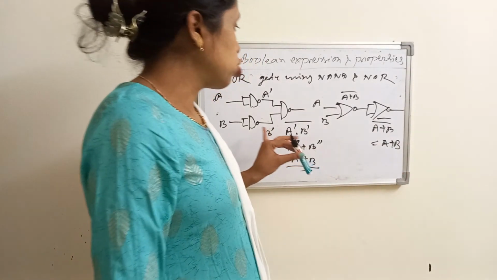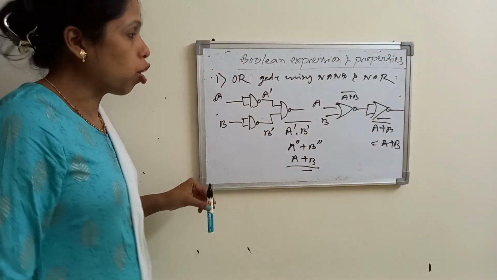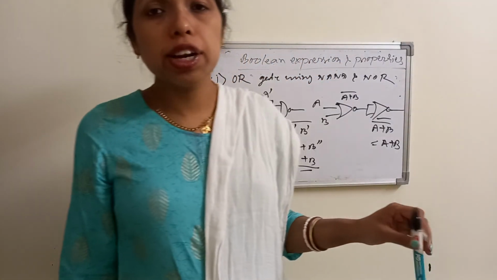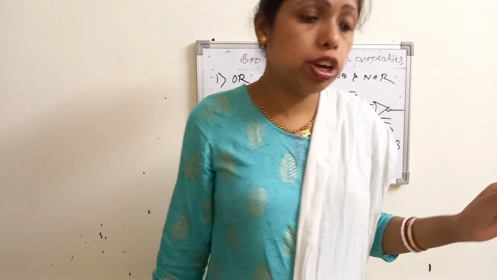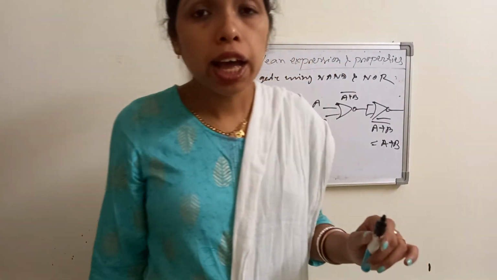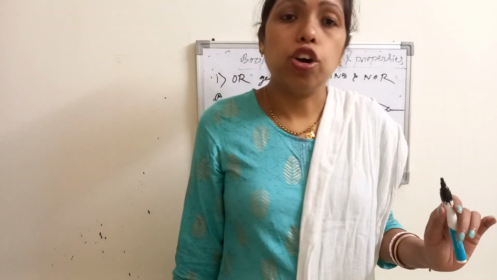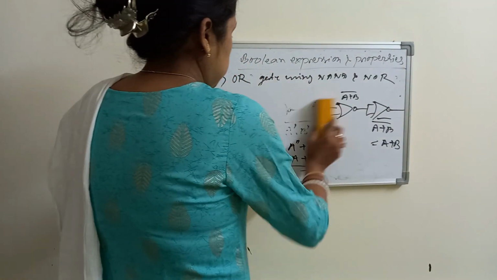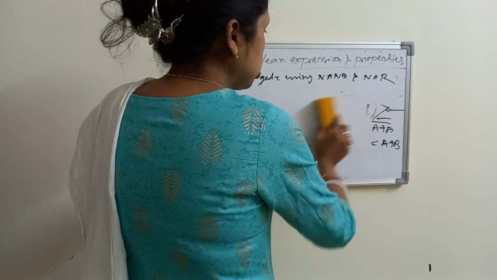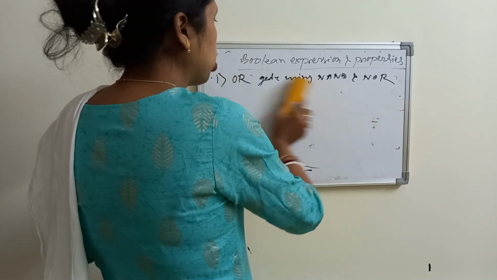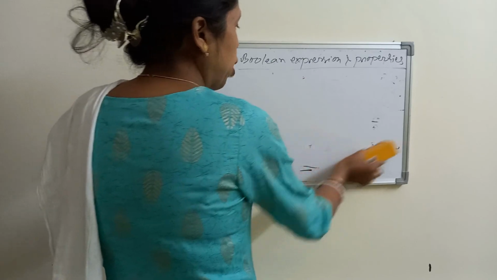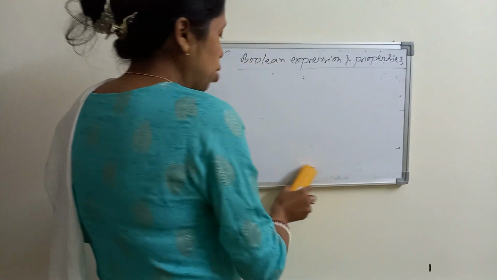So you can use either NAND or NOR for implementing the OR gate, or again you can use NAND and NOR for implementing the AND gate also. And the XOR gate also you can implement by using the NAND gate and NOR gate. This we will check later. So this is about all the basic gates, Boolean expressions and properties, and how you can design the basic gates by using the universal gates.